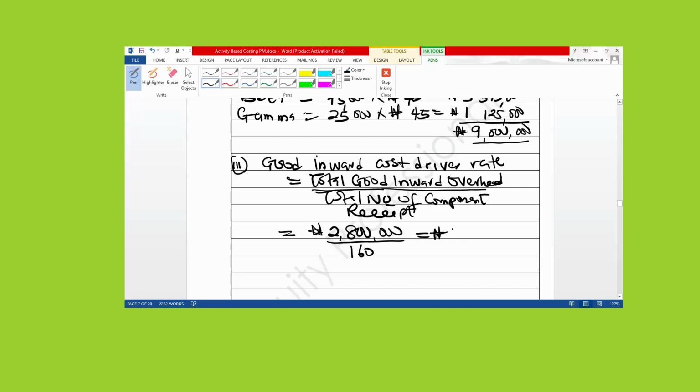17,500 per components receipt. 17,500 naira of components per component of receipts. Per component receipt, not per goods inward. So it is your divisor you are going to use, per component receipt.